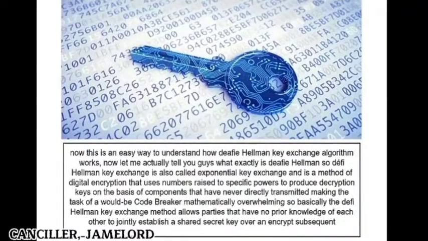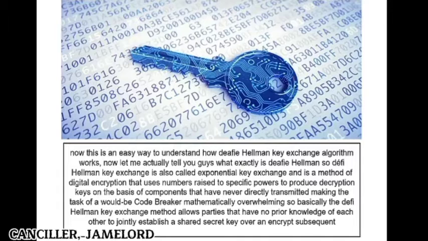Now I will tell you an easy way to understand how the Diffie-Hellman key exchange algorithm works. Let me tell you exactly what Diffie-Hellman is. Diffie-Hellman key exchange is also called exponential key exchange and is a method of digital encryption that uses numbers raised to specific powers to produce the decryption keys on the basis of components that are never directly transmitted, making the task of a would-be code breaker mathematically overwhelming.